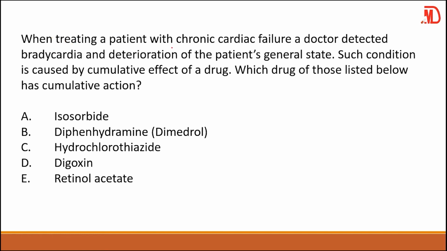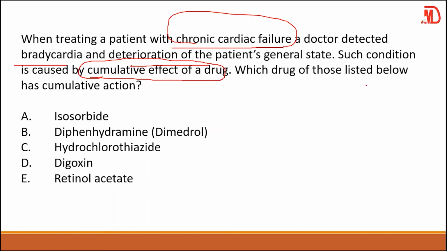When treating a patient with chronic cardiac failure, a doctor detected bradycardia and deterioration of the patient's general state. Such a condition is caused by the cumulative effect of a drug. So they've already told you this is caused by a cumulative effect of a drug. What drug of those listed below has an accumulative action? And guys, just a little bit of, how do you call it?